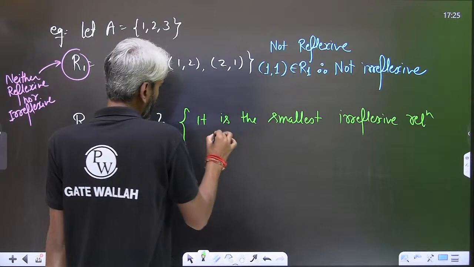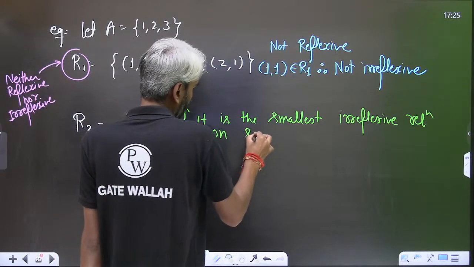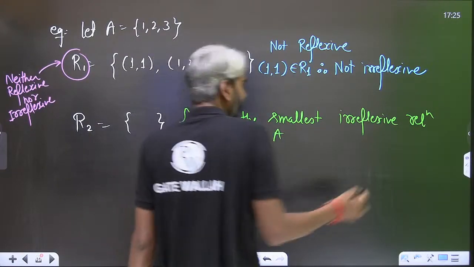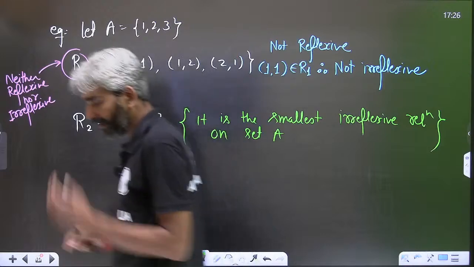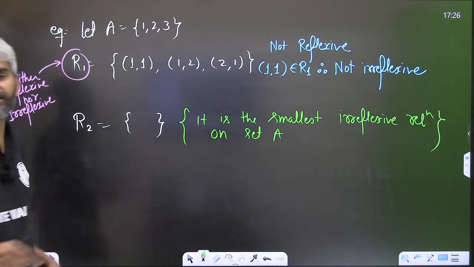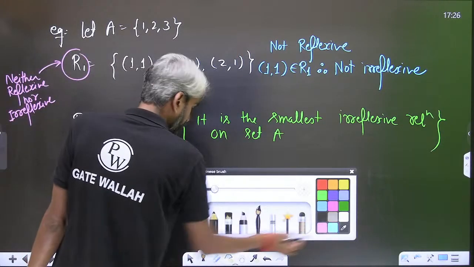It is the smallest irreflexive relation on set A. If you take any set A, then the empty relation will be the smallest irreflexive relation on that set.